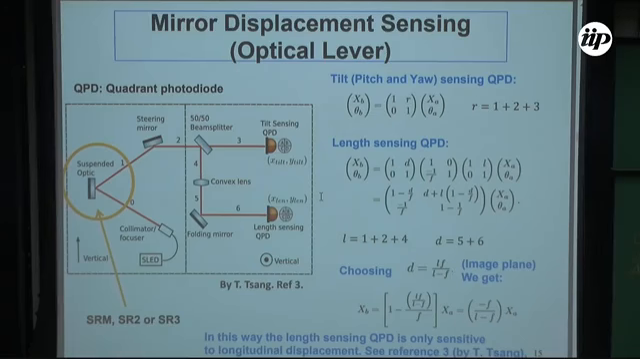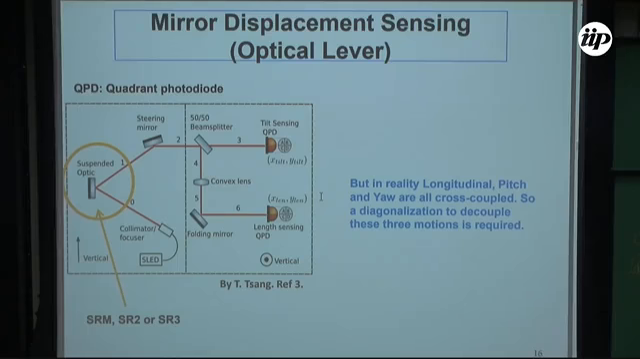There is another document that explains this well, if you are more interested. But in reality, longitudinal, pitch and yaw are all cross-coupled, as we saw before with the inverted pendulum. So we need to diagonalize these three motions as well.